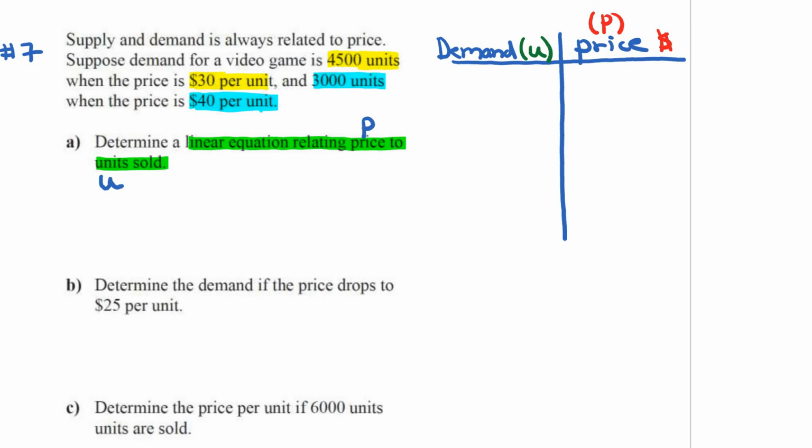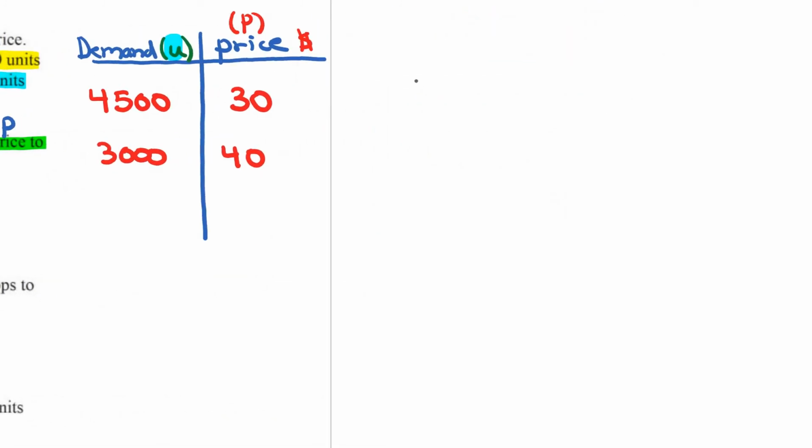Okay, so I have 4,500 units, so my demand is 4,500 units, where U is my units, and that is at a price of $30. And then we have 3,000 units when the price is $40. So if the price goes up, quantity demanded should go down. Great. Let's go ahead and find the slope, and then find the equation, as that is the instruction for part 7A.